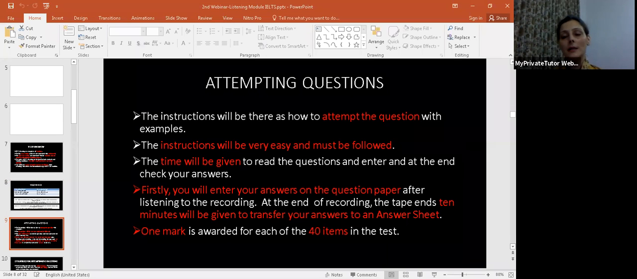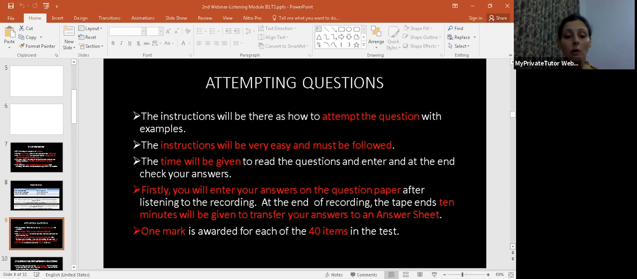How to attempt the questions. The instructions will be there on the questions, about how you are going to attempt them, and they are supposed to be followed very strictly. Examples are also going to be there. The instructions will be very easy. Time will be given to read the questions and enter your answers. Firstly, you will enter your answers, and afterwards you're going to shift your answers to the answer sheet.